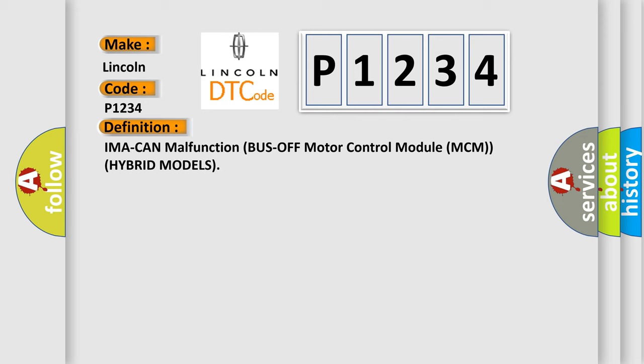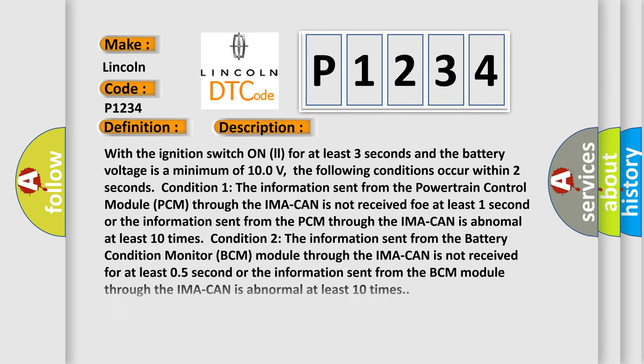And now this is a short description of this DTC code. With the ignition switch on for at least 3 seconds and the battery voltage at a minimum of 100 volts, the following conditions occur within 2 seconds. Condition 1: the information sent from the powertrain control module PCM through the IMA-CAN is not received for at least 1 second, or the information sent from the PCM through the IMA-CAN is abnormal at least 10 times. Condition 2: the information sent from the battery condition monitor BCM module through the IMA-CAN is not received for at least 0.5 second, or the information sent from the BCM module through the IMA-CAN is abnormal at least 10 times.